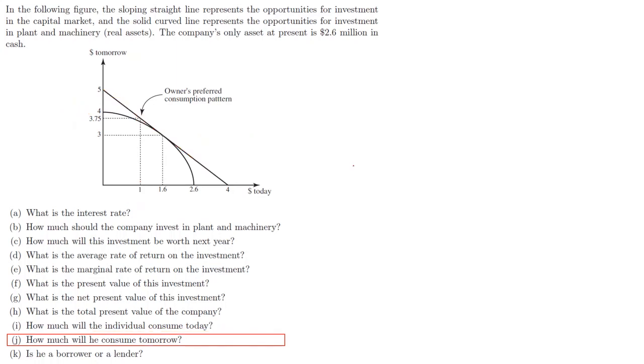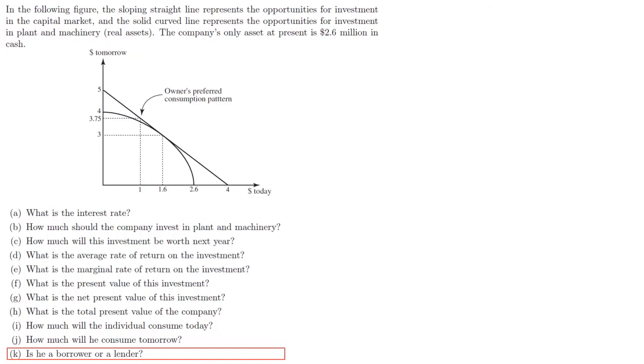How much will he consume tomorrow? Well, we just talked about that. Because he consumes one today, that puts him on this point in the line. That gives him 3.75 tomorrow. It's 3.75 million. And then lastly, is he a borrower or a lender? Well, we know in an optimal world, he's going to start with 2.6. He's going to invest up until he has 1.6 today. And then he has an option to move up or down this curve. What we know is that this is an optimal point, so he's actually going to move this way.